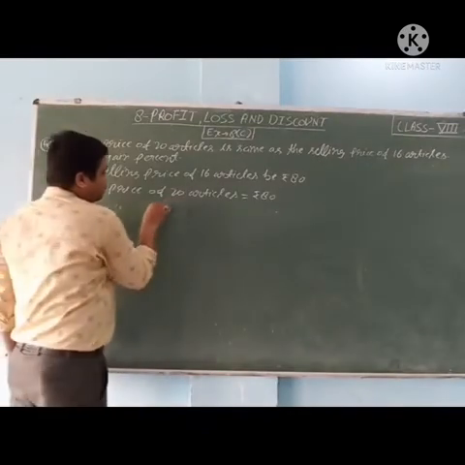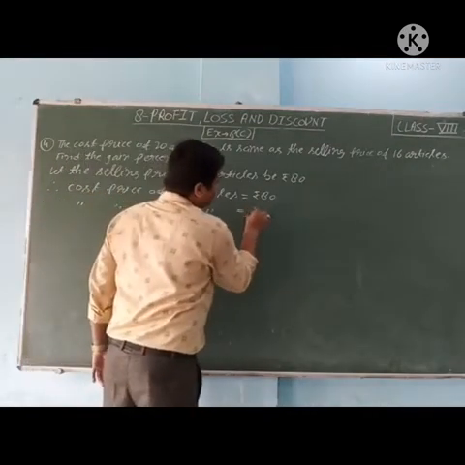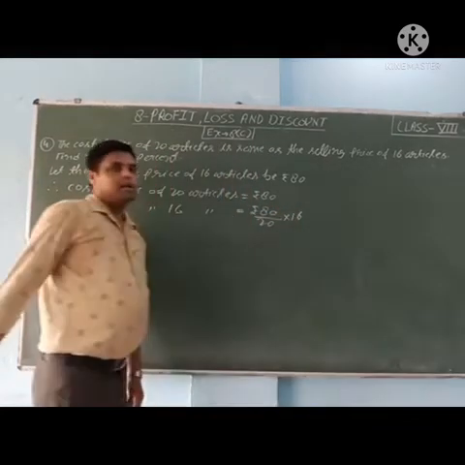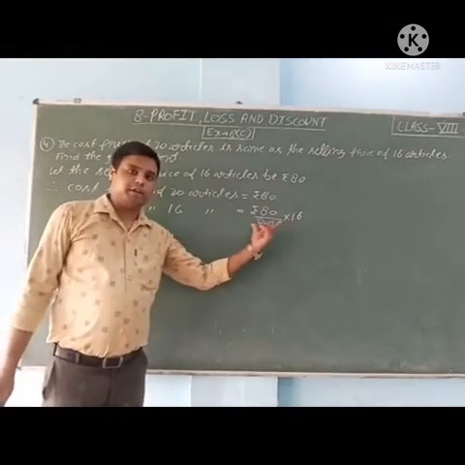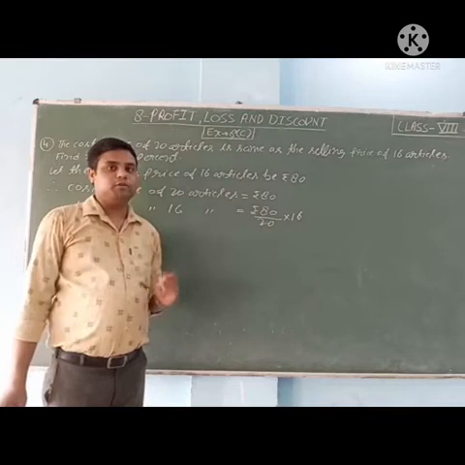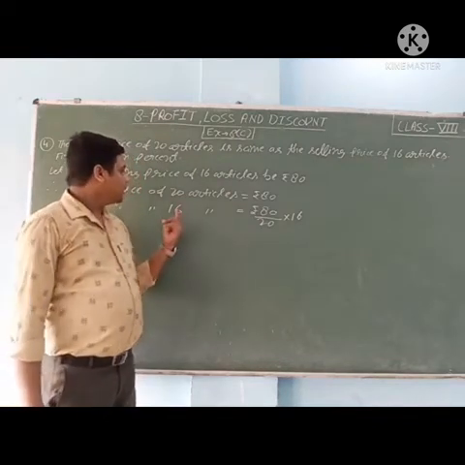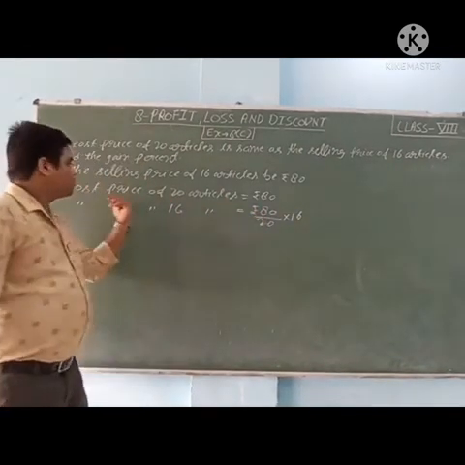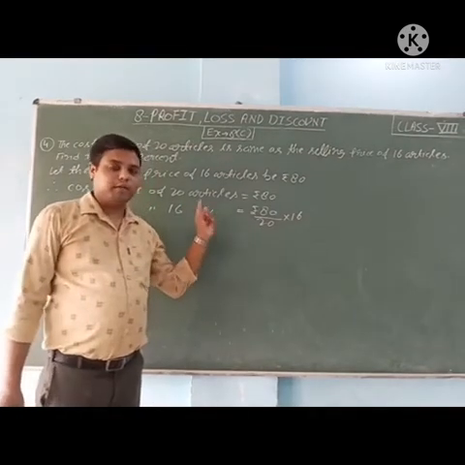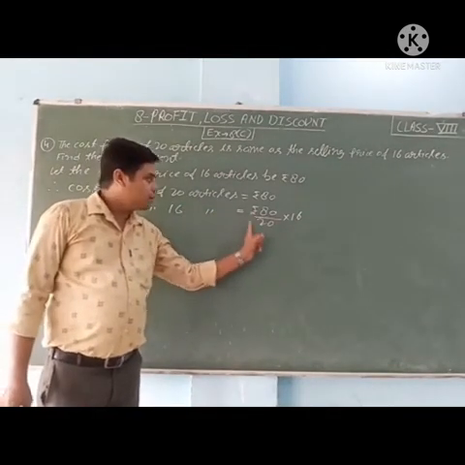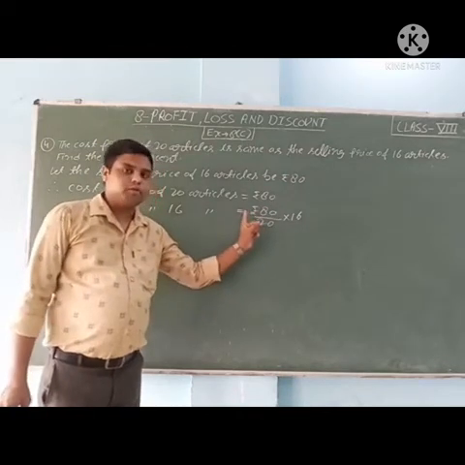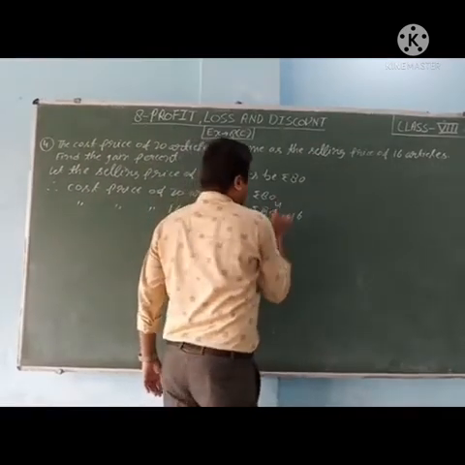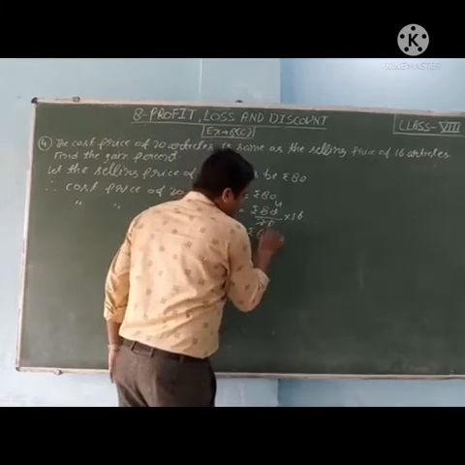Cost price of 16 articles is equal to rupees 80 upon 20 multiplied by 16. I hope this calculation I have written is clear to you, because many times I have explained this in class 7. See again, rupees 80 is the cost price of 20 articles. Cost price of 1 article is less, for less divide it by 20. Now it is the CP of 1 article. So cost price of 16 articles: for more, multiply by 16. So 20 into 4 is 80, 4 into 16 is 64, which is equal to rupees 64.